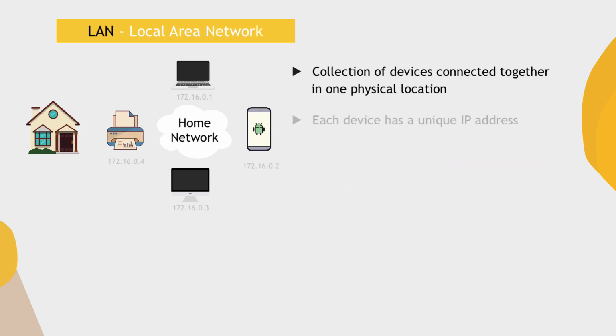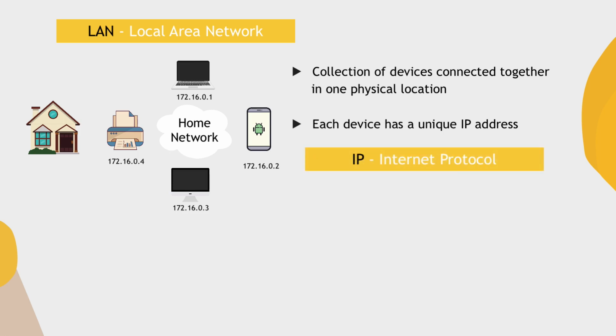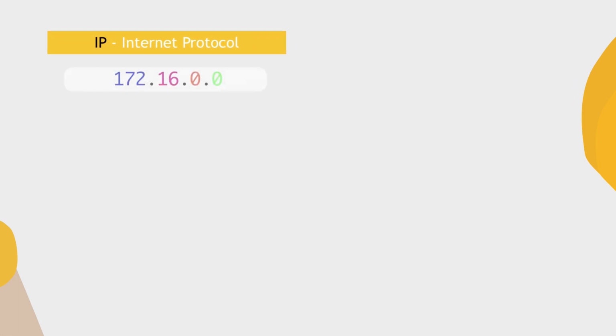And each device on this network is identified by a unique IP address, where IP stands for Internet Protocol. So devices can talk to each other on the network using this unique IP address. For example, if your computer wants to send a printer something to print, it must know the printer's IP address and send the information there. This is an example of an IP address, 172.16.0.0. So IP address is basically a 32-bit value.